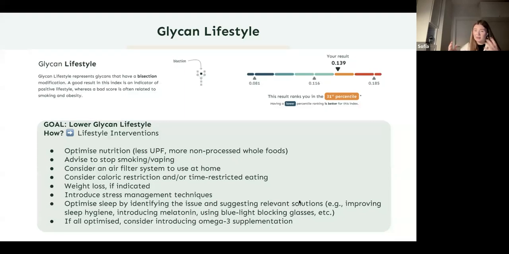If all of that is optimized, we would then consider using omega-3 supplementation. But what we usually like to say is that we first focus on the lifestyle, and then if everything is in place, then we would consider supplementation.